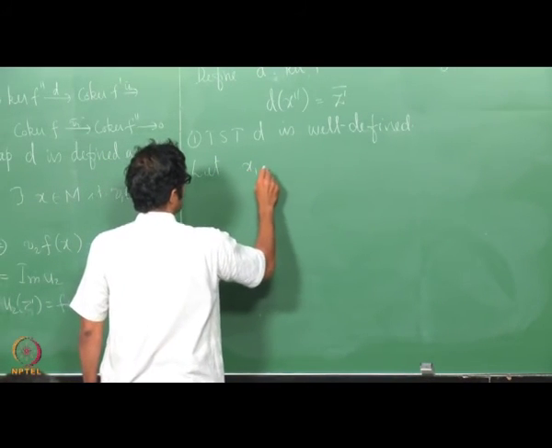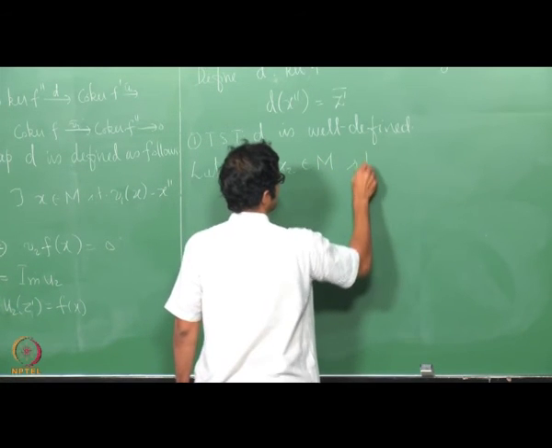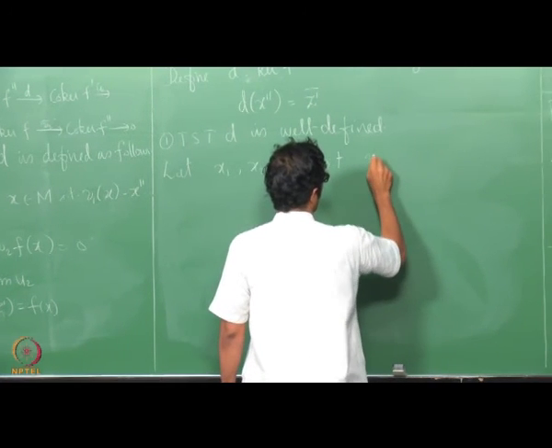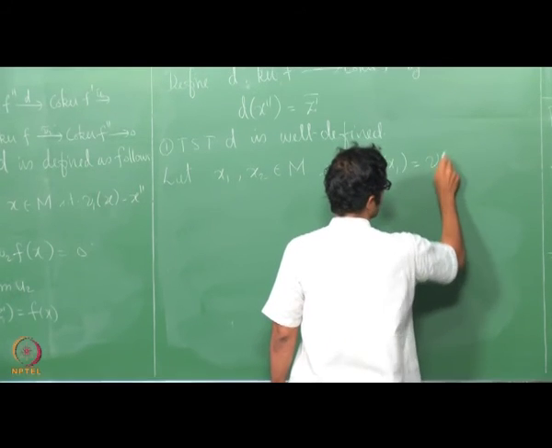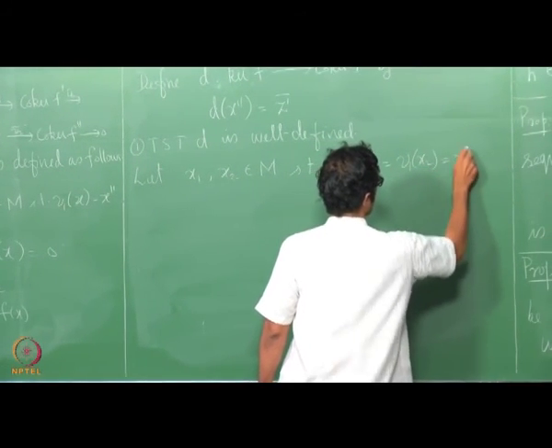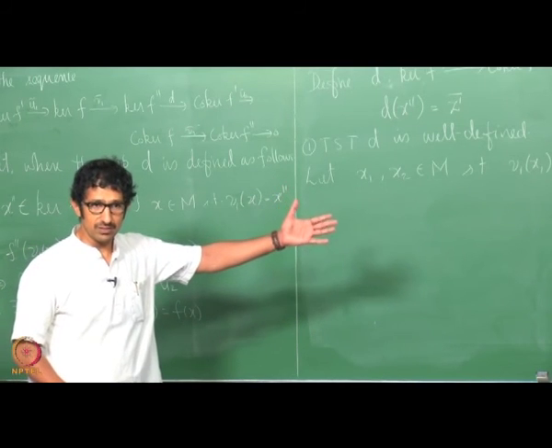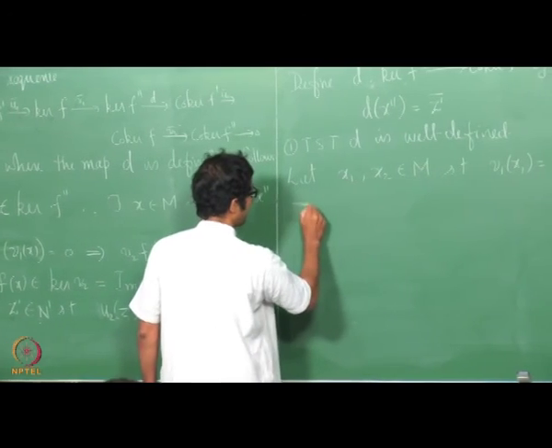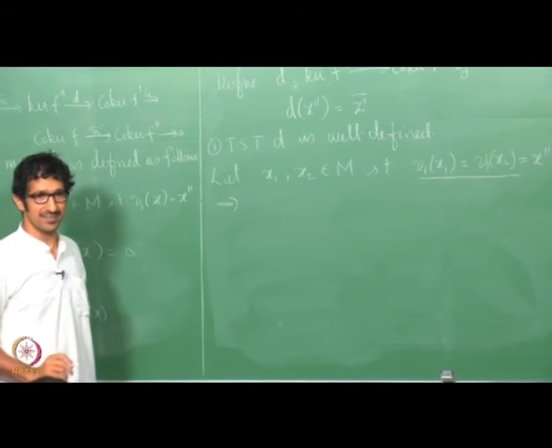Let x1, x2 be in M such that V1 of x1 equals V1 of x2 equals x double prime. Once we reach here, what is the next step? Once you see this equation, what should come to your mind next?